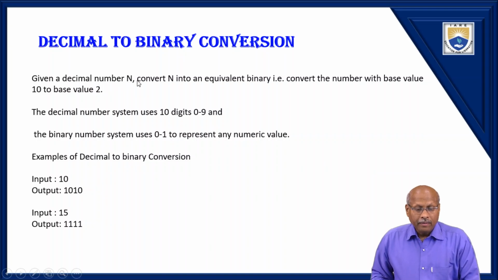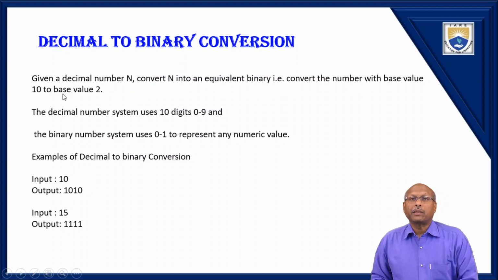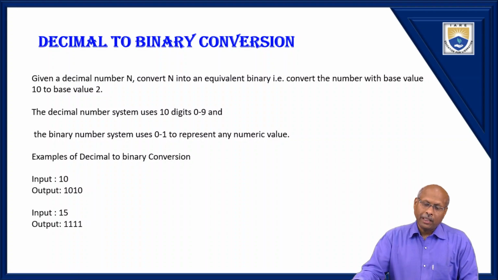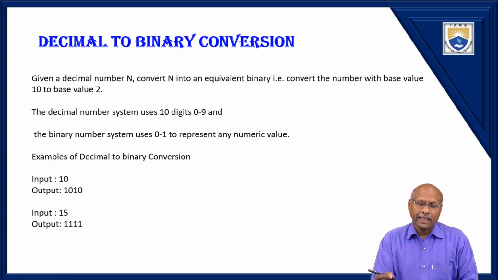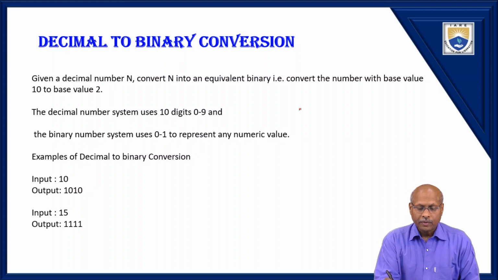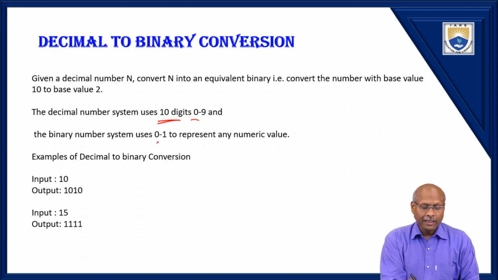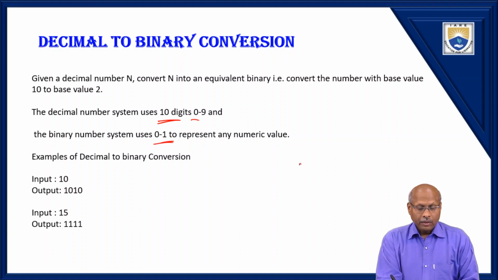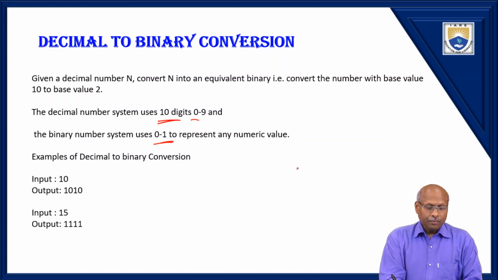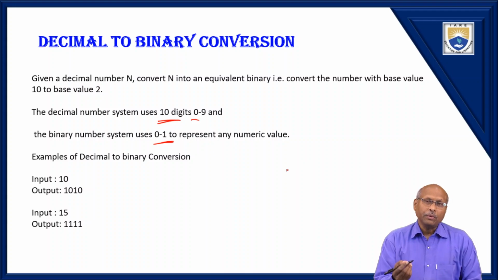Given a decimal number n, convert that n into the equivalent binary. That is, convert the number with base value 10 to base value 2, because for decimal the base is 10 and for binary the base is 2. The decimal number system uses 10 different digits: 0, 1, 2, 3 up to 9, whereas the binary number system uses 2 digits, 0 and 1. So you can convert any decimal number to binary.